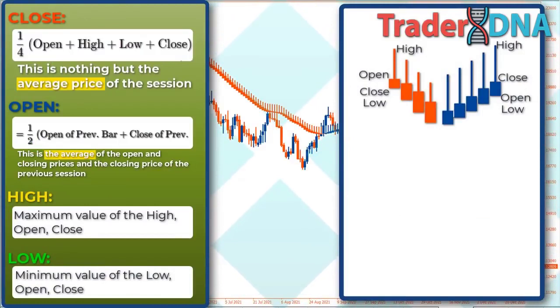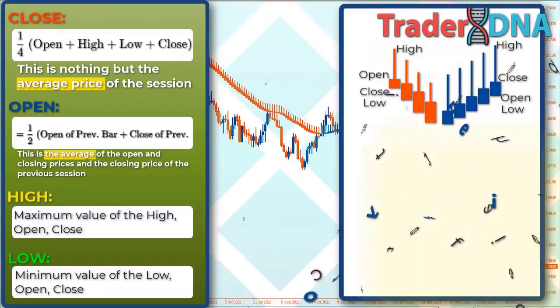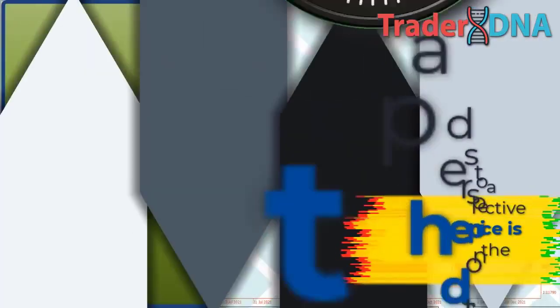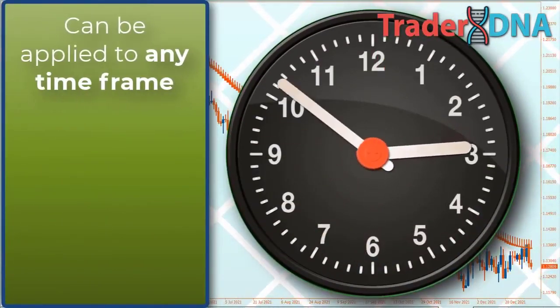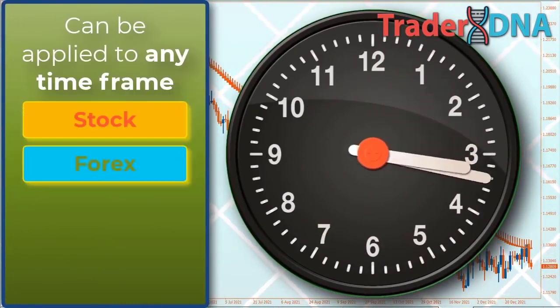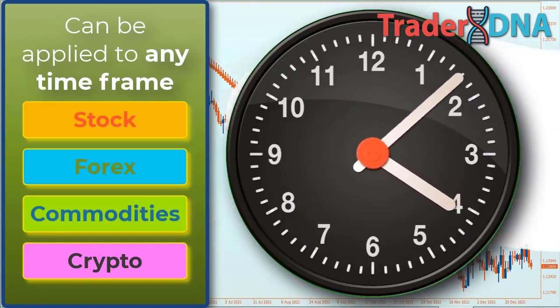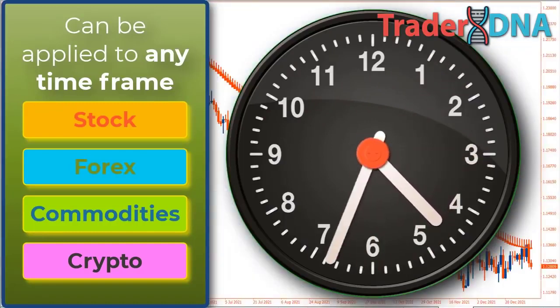What you can see from the calculation is that the Heiken Ashi price chart gives attention to both the high and the low as well as the closing prices. This leads to a different perspective on how the price is displayed on the chart. The Heiken Ashi chart can be applied to any time frame and to any market like stock, forex, commodities, and cryptocurrencies. It behaves the same way as you would expect a regular candlestick chart to work.